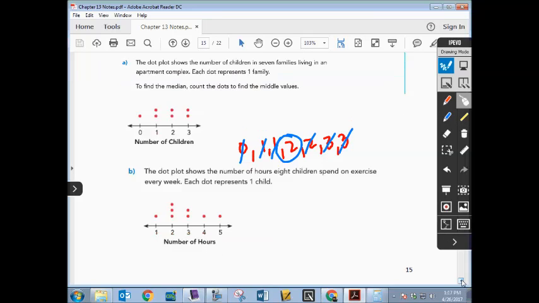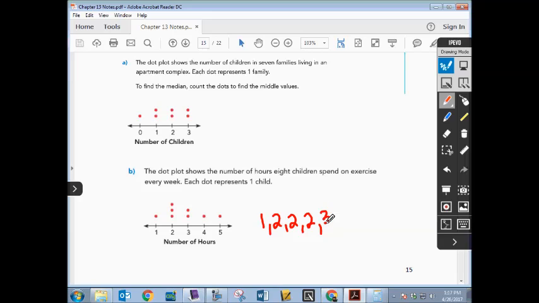Go down here. We'll do the same thing down here. Again, it's easiest when you just go ahead and make the list. 1, 2, 2, 2, 3, 3, 4, and 5. Okay. We're going to cross off the smallest, the biggest, the smallest, the biggest, the smallest, the biggest, and then we have 3 and 3. We can't cross this one off because that would leave us with an uneven amount of cross-offs.